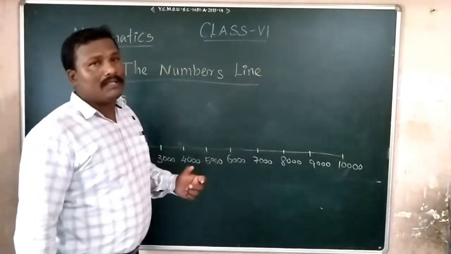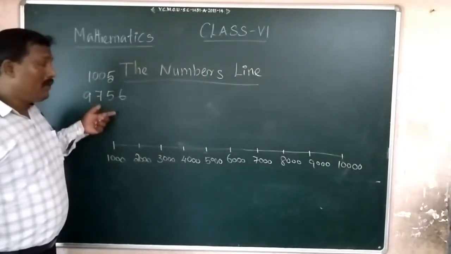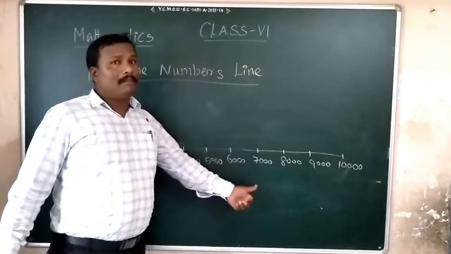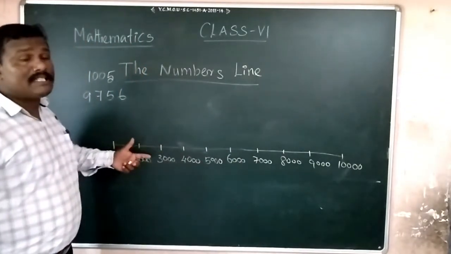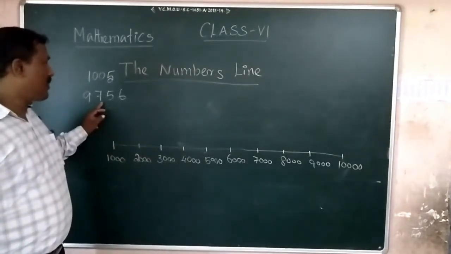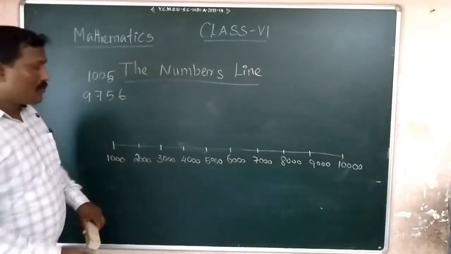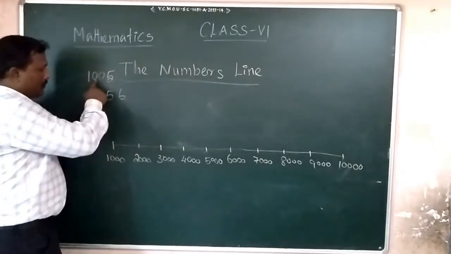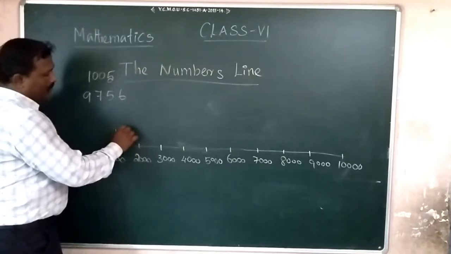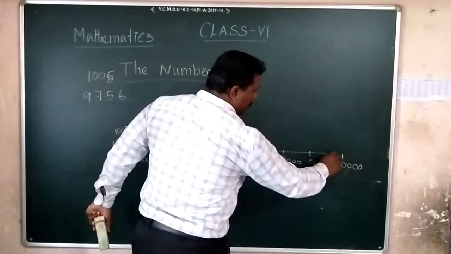Now I want to find out, given any two numbers, which is the greater number. I told you, when you draw the number line, the number on the right side is always greater. So using this number line, we have to find out which is greater, 1005 or 9756. So 1005 may be placed in this place, and 9000 comes into this place.